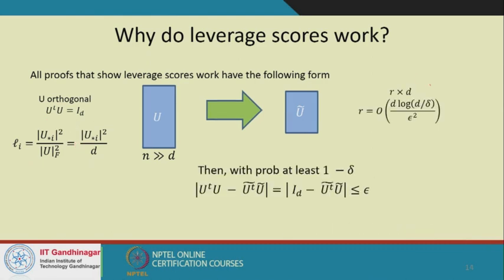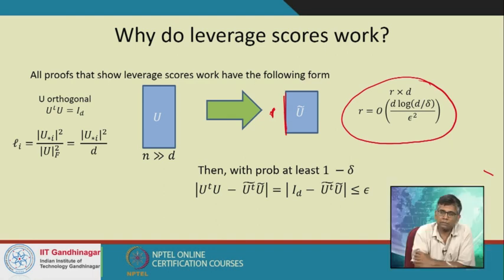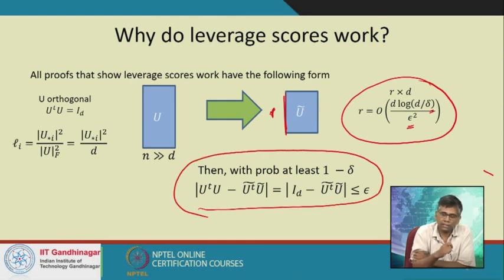And suppose the number of samples that we choose, that is the number of rows of U tilde, is some R, where R is at least d log d by delta, over epsilon squared. So this epsilon is my error parameter again, and delta is my confidence. Suppose we have chosen so many samples from U. In that case, we'll be able to show that with probability 1 minus delta, and remember U transpose U is really the identity matrix, the spectral norm of U transpose U minus U tilde transpose U tilde is less than epsilon. Okay, so let me interpret what that means.